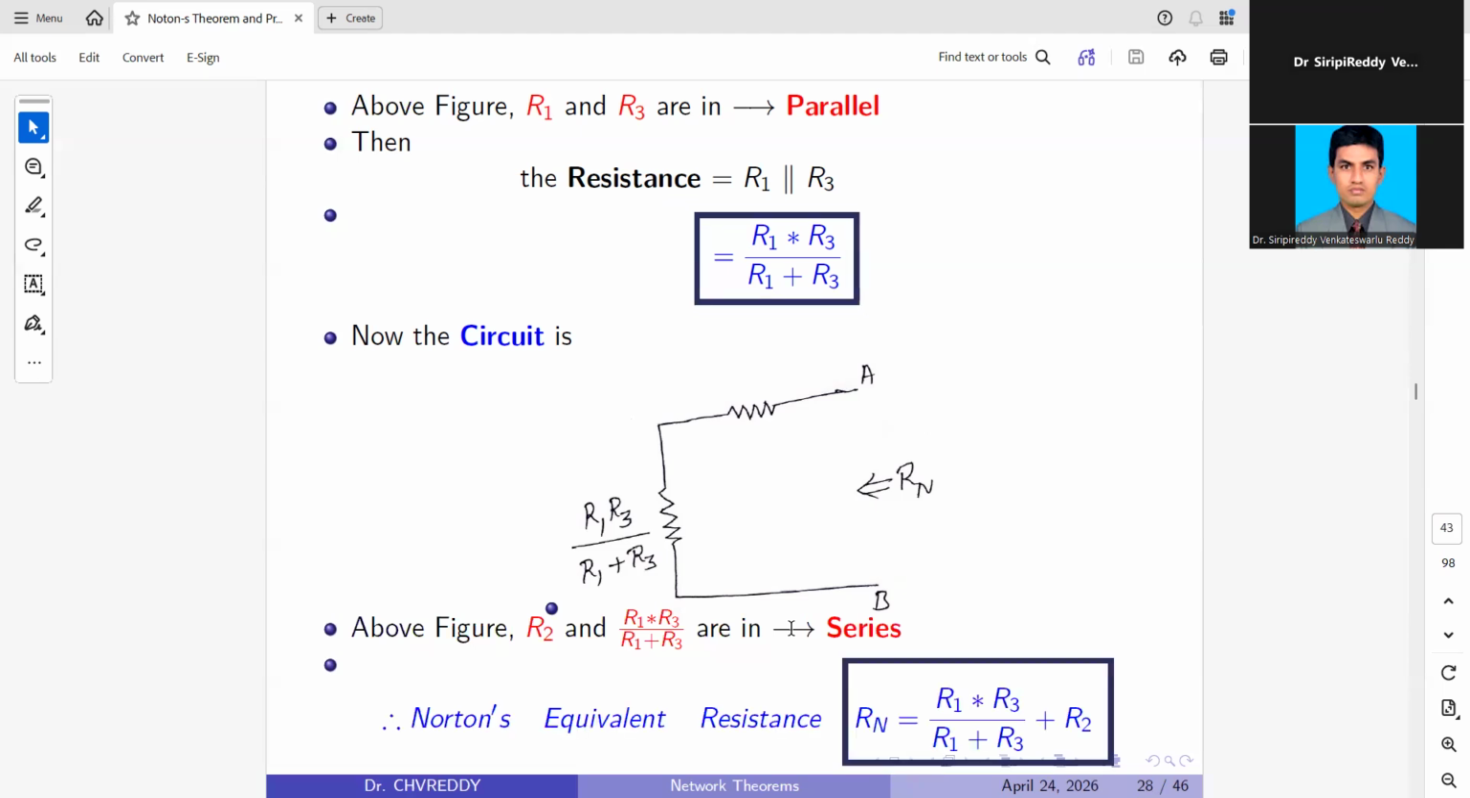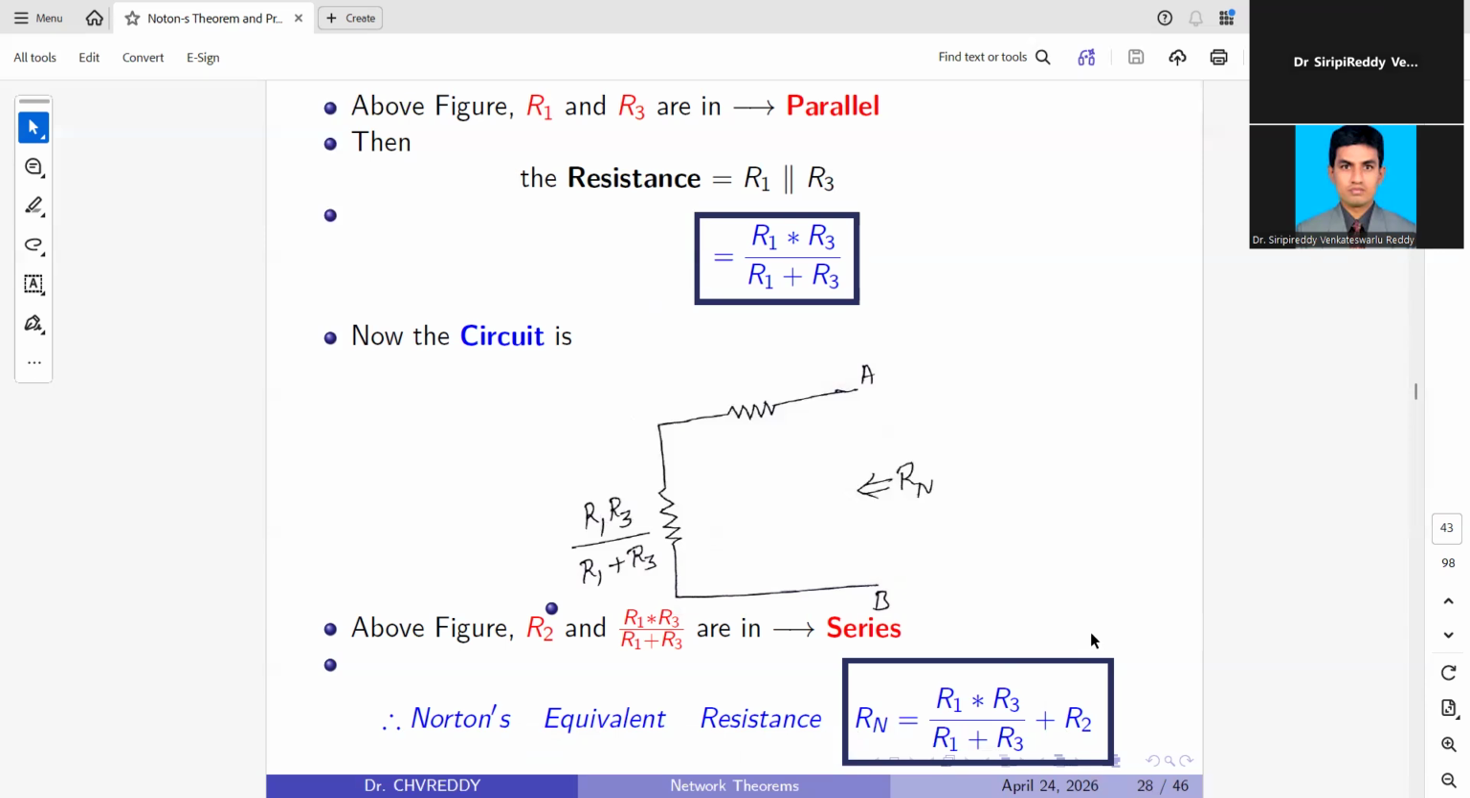So now the Norton's resistance is R2 plus R1 R3 divided by R1 plus R3. Here, if you observe this figure, R2 and R1 R3 divided by R1 plus R3 are in series. Now the Norton's equivalent resistance is R2 plus R1 into R3 divided by R1 plus R3, because these two are connected in series.